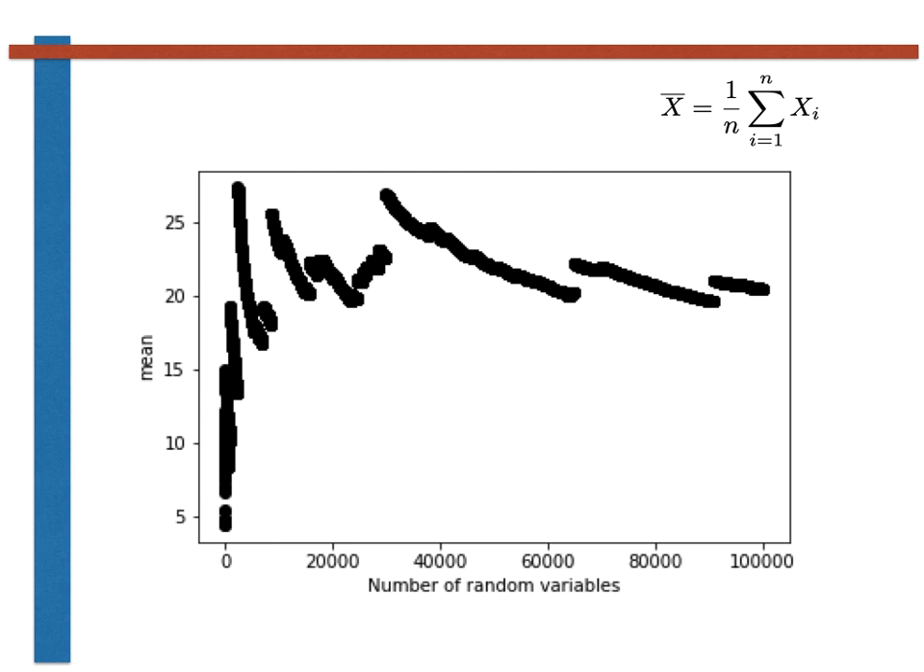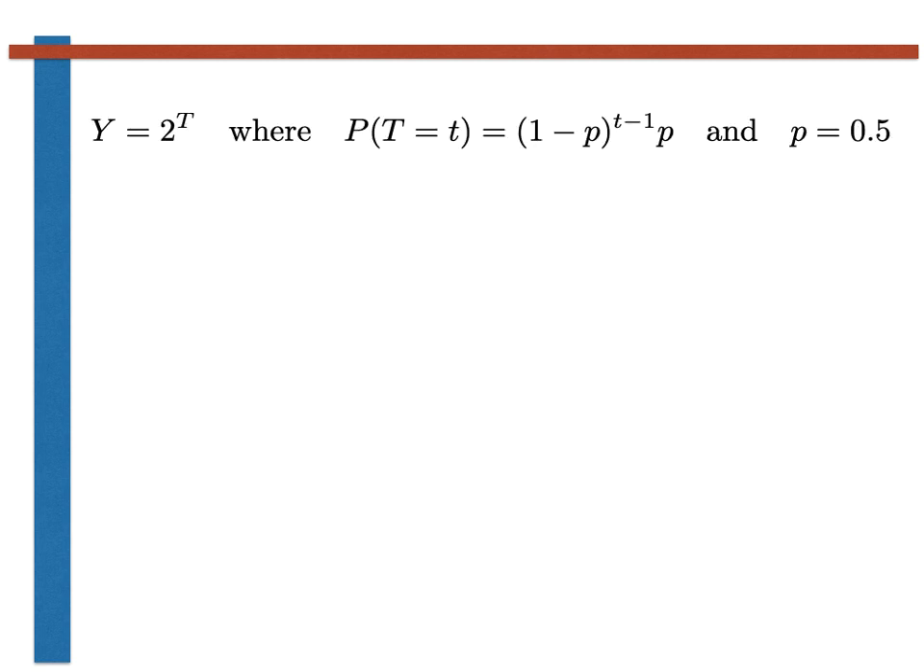We can understand what is going on here if we derive an expression for the expectation of the random variable that is being sampled. The random variable here is equal to 2 raised to the power of a random variable called T. T is itself a geometric random variable and thus has the probability mass function that is shown here. Furthermore, the parameter p of this distribution is equal to 0.5.